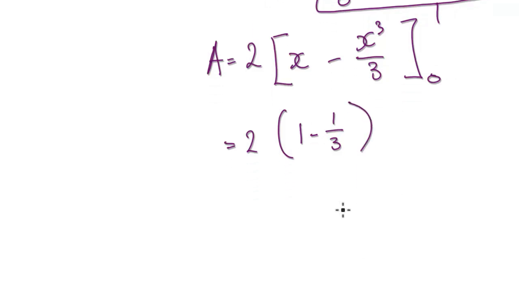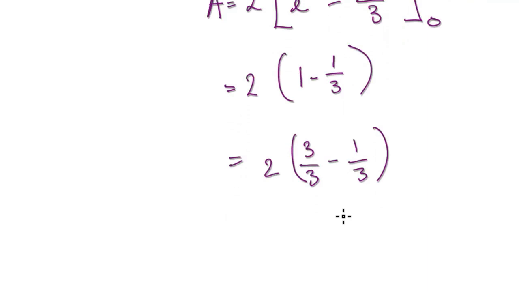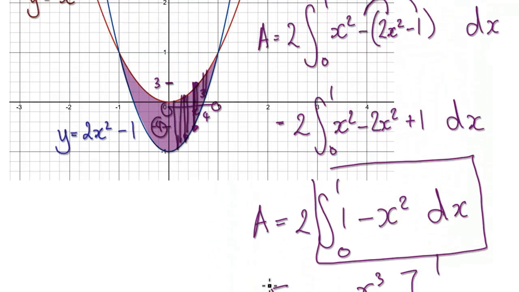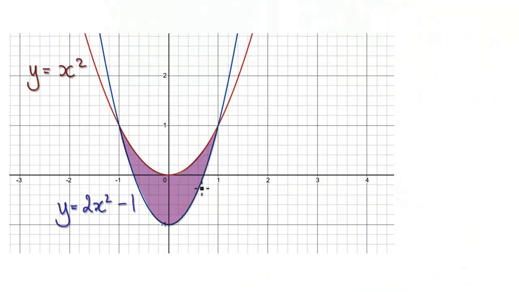Then merge these two together. So that would be 3 over 3, take away 1 over 3, which would then be 2 over 3. And then this gets multiplied by the 2 at the top, giving you 4 over 3. So that area right at the top is 4 over 3. This area here is 4 over 3. Okay.